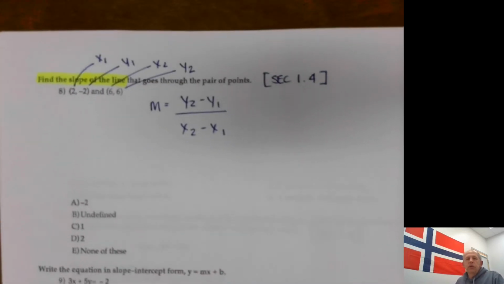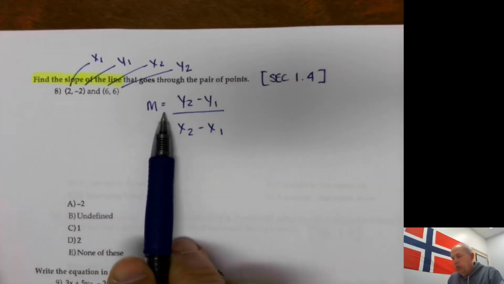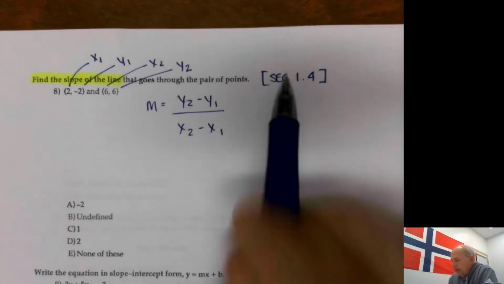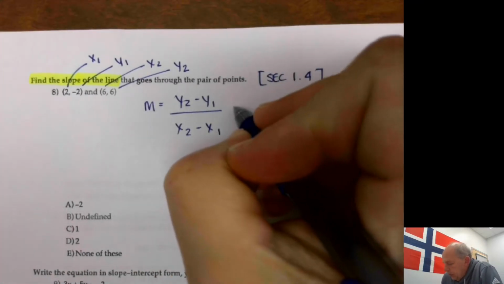Take a look at number 8. This is where we started talking about linear models and finding the slope of a line between 2 points. Here are my 2 points, and here's the formula that's going to allow me to do that. This is from section 1.4 on linear models and slope.